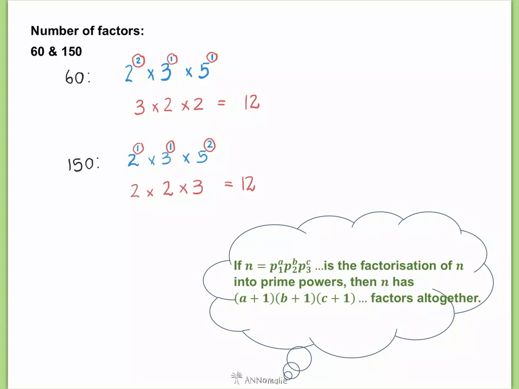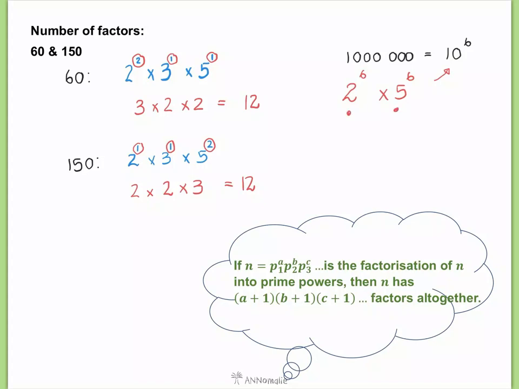So let's have a look at one that is particularly cool. What about 1,000,000? Now we know that 1,000,000 can be written as 10 to the power of 6. But that is not the prime factorization of 1,000,000. What is the prime factorization? It's very easy to derive that it's 2 to the power of 6 times 5 to the power of 6, which is then 10 to the power of 6. And both of these are prime.